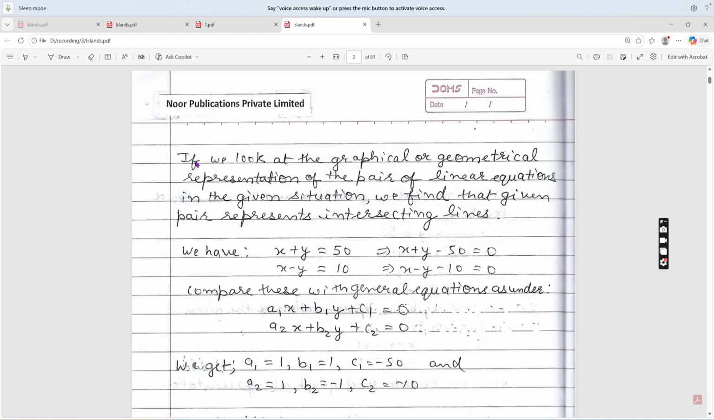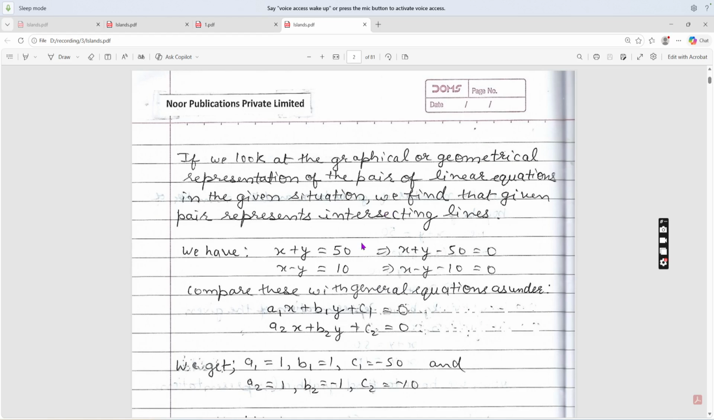Okay, now just see, if we look at the graphical, or graphical is also called as geometrical representation of the pair of linear equations in the given situation, we find that given pair represent intersecting lines because they are intersecting at a common point. Now, in one more way, we are going to establish their intersection.